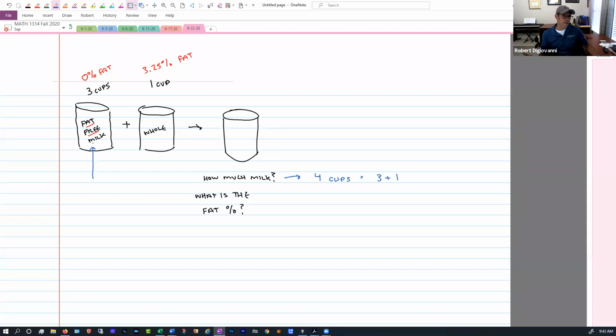Well, it's fat-free, right? So there's none. There's 0 fat. Now, when I say 0 fat, I'm not even talking about a percent. I'm talking about how many cups of fat. So I'm going to write that down. How many cups of fat are in those 3 cups? Well, the answer is 0 because it's 0%, right? But let's ask the same question for this one. How many cups of fat?